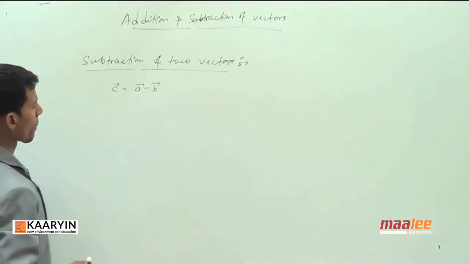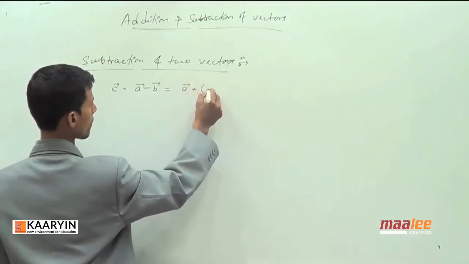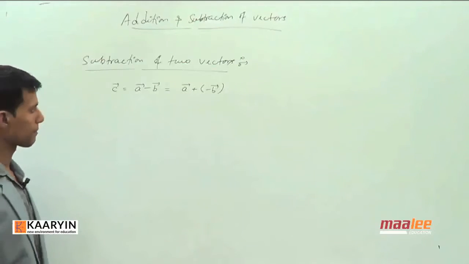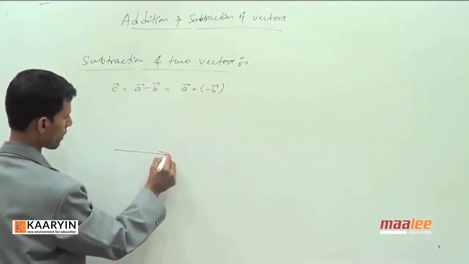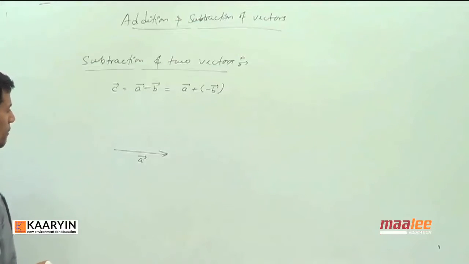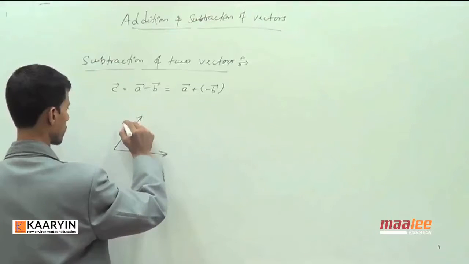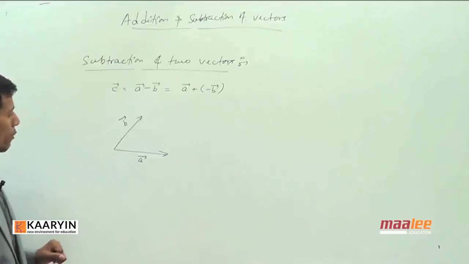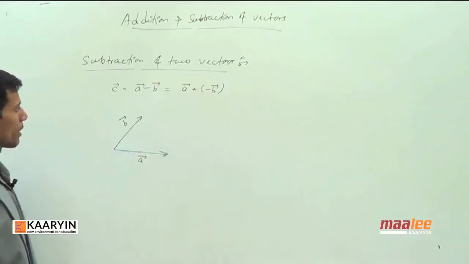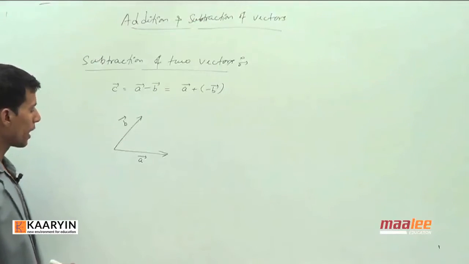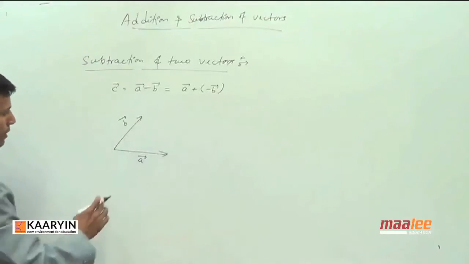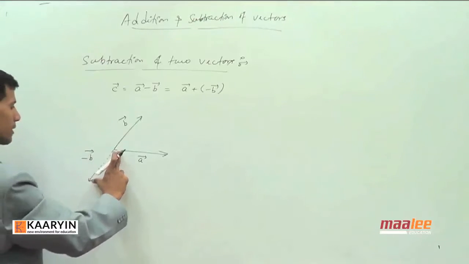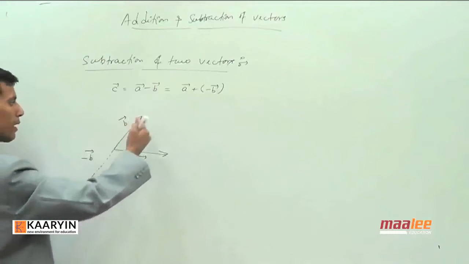Then I can also write A minus B as A plus minus B. That means I am adding the minus B vector to A. Suppose A vector is like this, and B vector is like this. Then to find A minus B, I have to add minus B to vector A. In order to do that, we first have to find minus B. Because B is going this side, minus B will be coming that side. So this becomes minus B, of the same length but with anti-parallel direction.